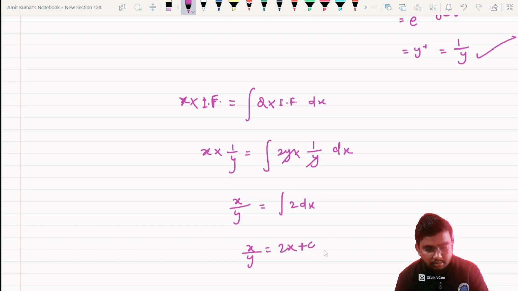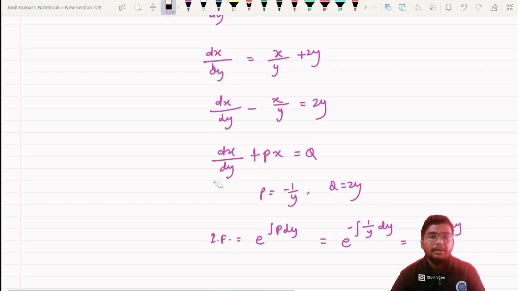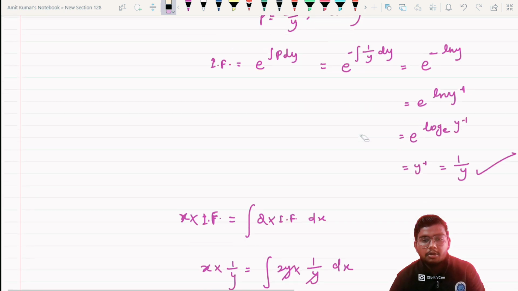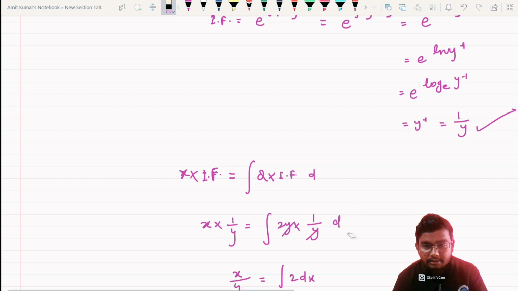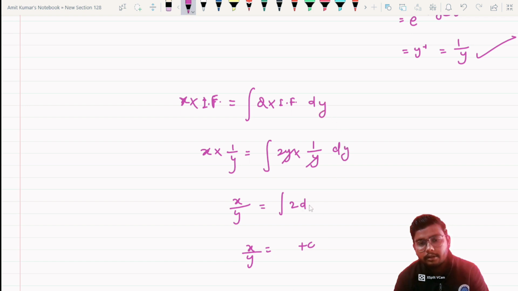Sorry, I think I have made a mistake. We are integrating with respect to y because we have been given dx by dy. Whenever P and Q are functions of y, we write dy here. So I made one mistake, sorry. It will be dy. Now the answer will be 2y. This will be our correct answer.